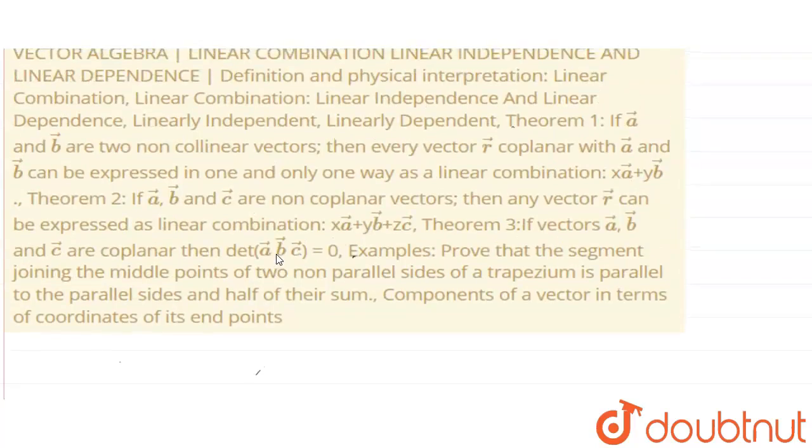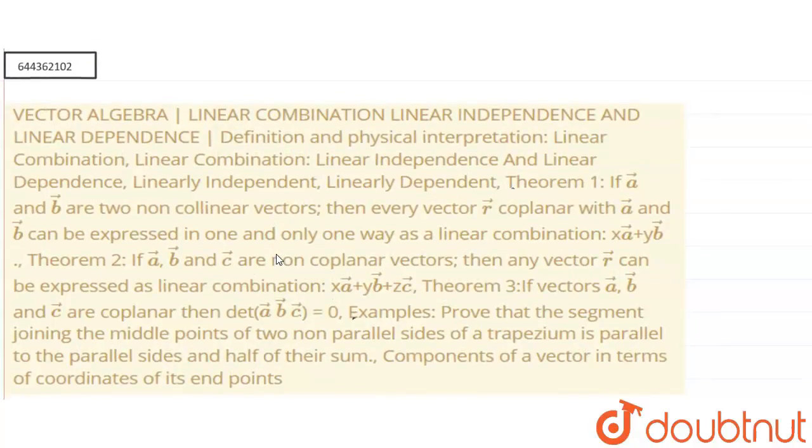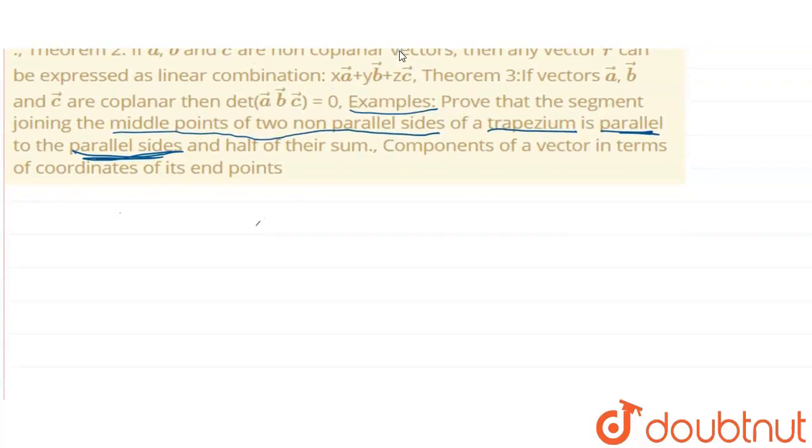Hello student. So we have been given a question. See, the question started from here, examples. The question says: prove that the segment joining the middle points of two non-parallel sides of a trapezium is parallel to the parallel sides and half of their sum. So basically we have been given a trapezium and we have to prove that the line joining the middle points of the two non-parallel sides is parallel to the parallel sides. Okay, so see what we can do.